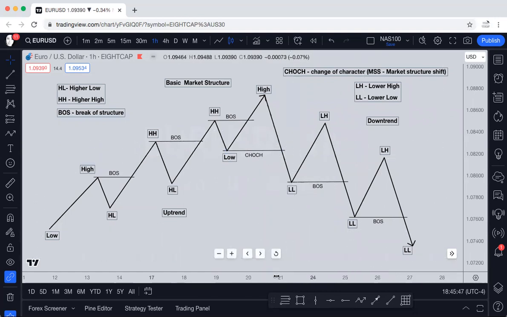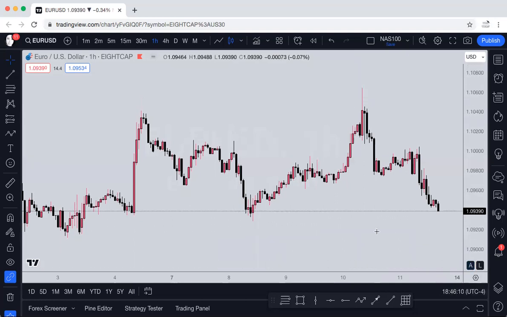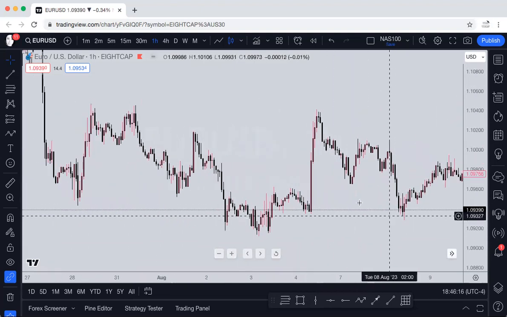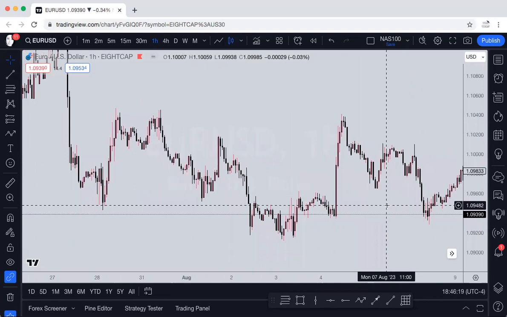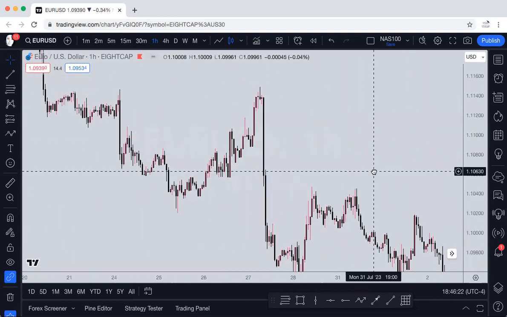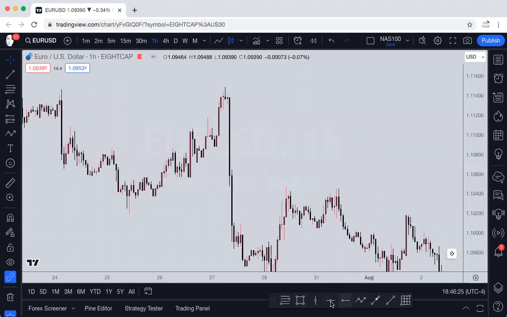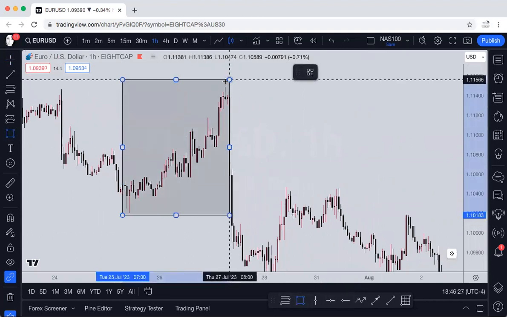So that is seriously complete basic market structure. We went over uptrend, we went over downtrend, what classifies it as an uptrend, what classifies it as a downtrend. I want to see if we can find some type of example so that we can look at it on a chart. So I'm on EU, and let's move my drawings. And let's, for example, look at this. And it's from this point to this point.